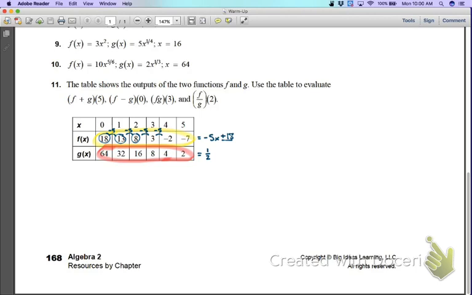1/2 times what value? Okay, so 1/2 to the x value times what? Where did we start at? Okay, 64, so times 64.